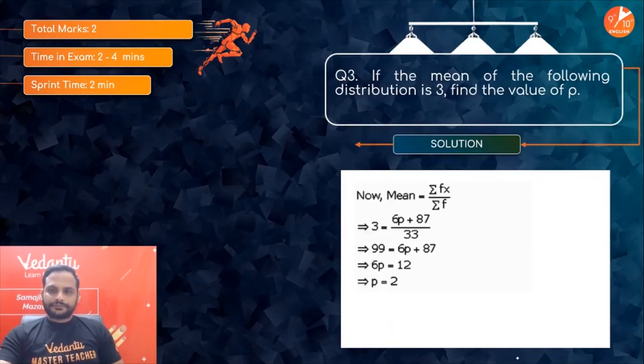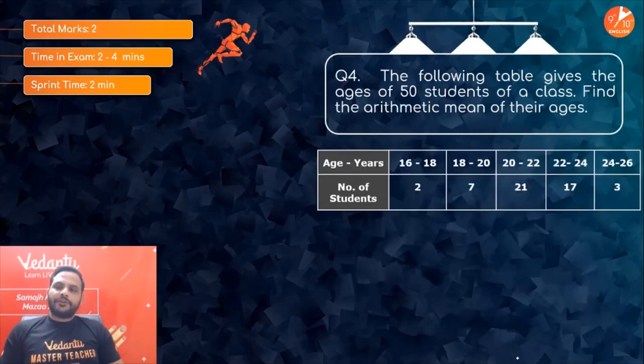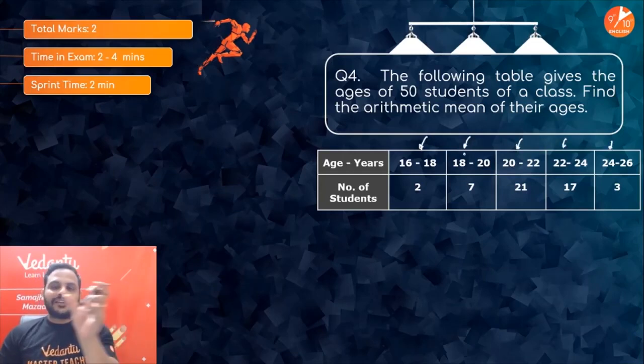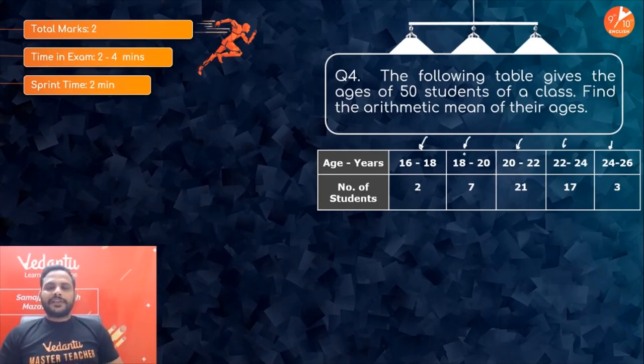Now, next question. The following table gives the age of 50 students of a class. Find the arithmetic mean. Don't say, sir, what is arithmetic mean? It is simply the mean. But the thing is here, it is grouped data, a data in which the classes are given. So in this case, these are the values of your frequency.